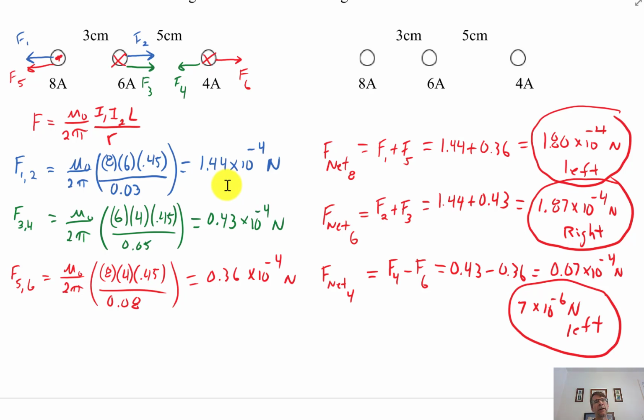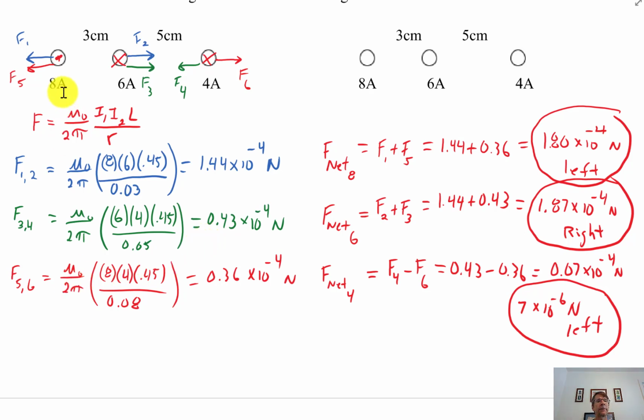Then I took the pair of the 6 and the 4 amp wires. They were separated by 5 centimeters, 0.05 meters, all in green down here. And I put this in the same exponent as the blue so I could add those eventually or subtract. 0.43, you could say 4.3 times 10 to the negative fifth if you want, but that makes them harder to add.